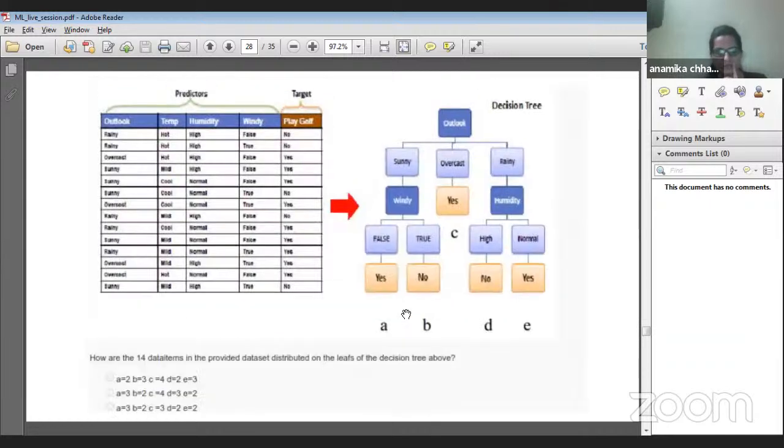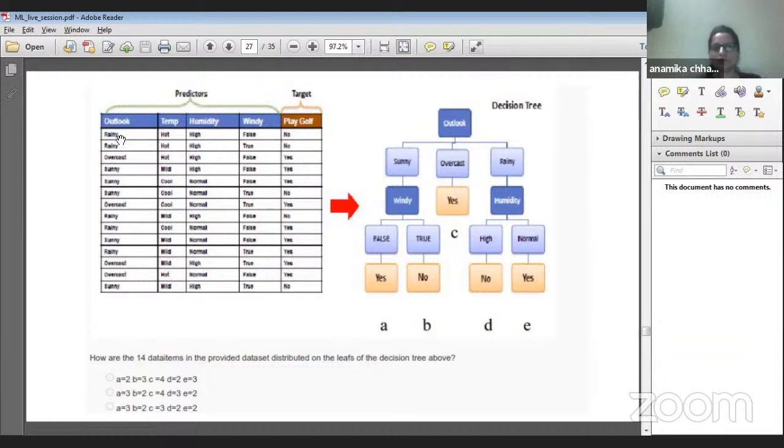So here the question is, how are the 14 data items in the provided data set distributed on the leaves of the decision tree above? What you have to do when some sort of question is asked to you in the exam is take each data sample, follow the tree, and note down the leaf. For example, the first feature on which we are dividing is outlook.